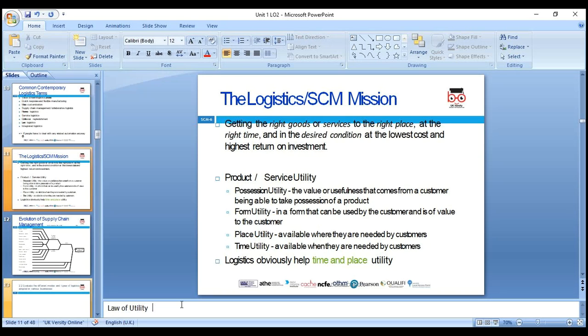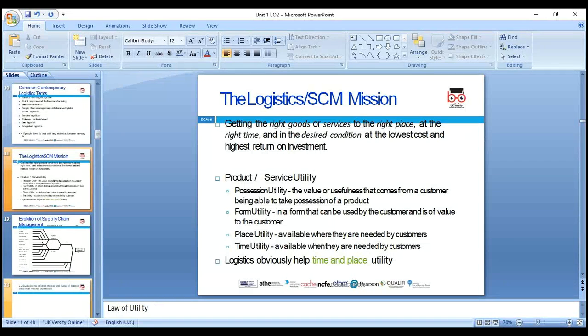So here we're looking at possession utility, the value of usefulness, the outcome for the customer of being able to take possession of a product. So we need to consider how utility can be built into the product, form utility, that can be used by the customer and has value to the customer. We also need to look at place utility: how convenient your place is, available where they are needed by the customer. Time utility: available whenever they are needed by the customer. Logistics obviously helps time, place, and possession utility.